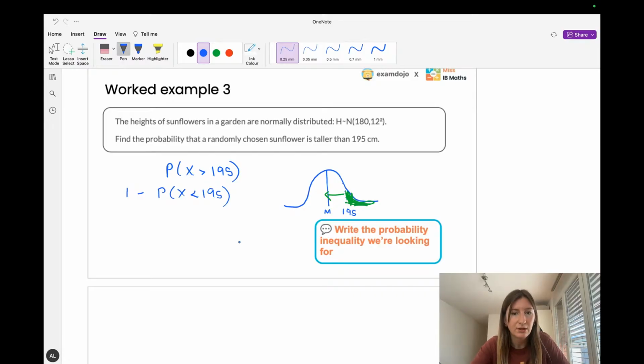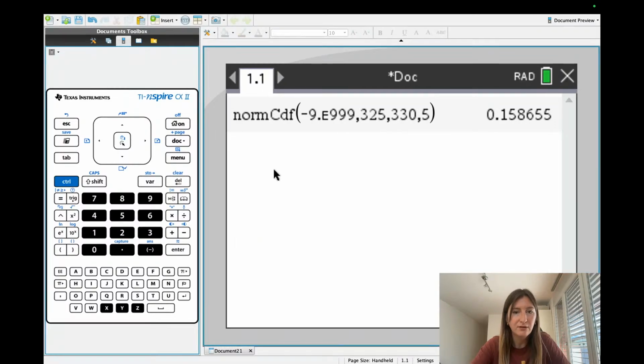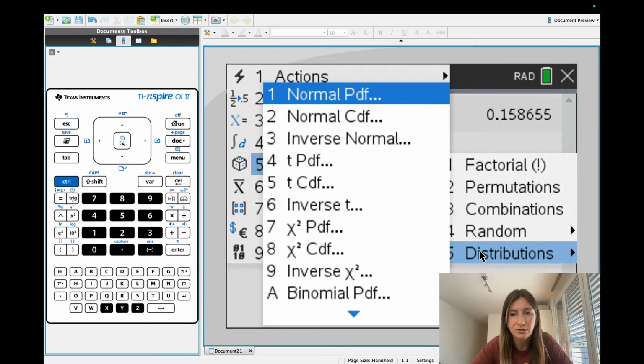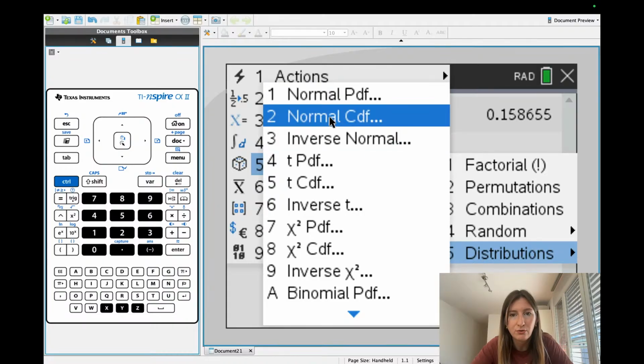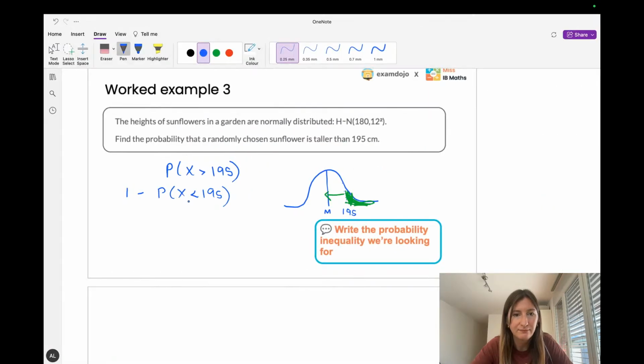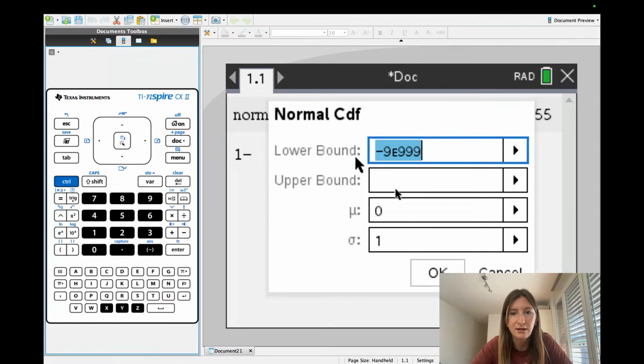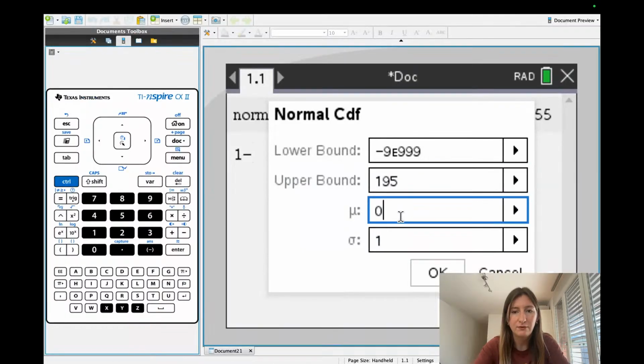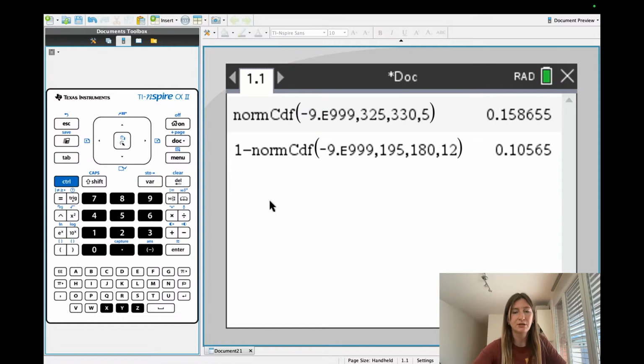So let's have a look at what that would be. I can already, even on my calculator, type 1 minus, and then it's just going to insert it like this for me. So menu, probability, or stats, distributions. We want normal, CDF, again, very low value, and upper bound 195. We have 180 and 12. Okay, there we go. So it's done for us. That's 1 minus. If we're doing it like this as well, it saves us on maybe inaccurately rounding.